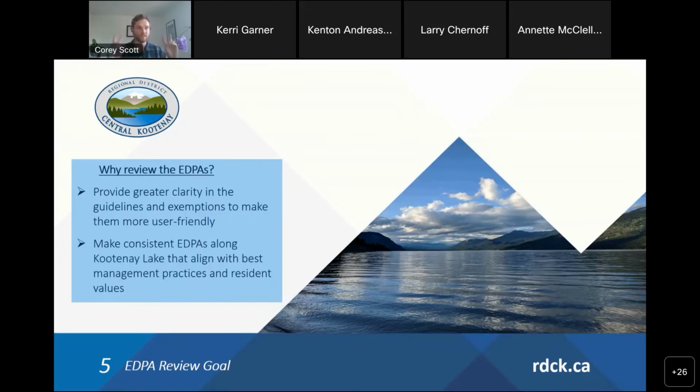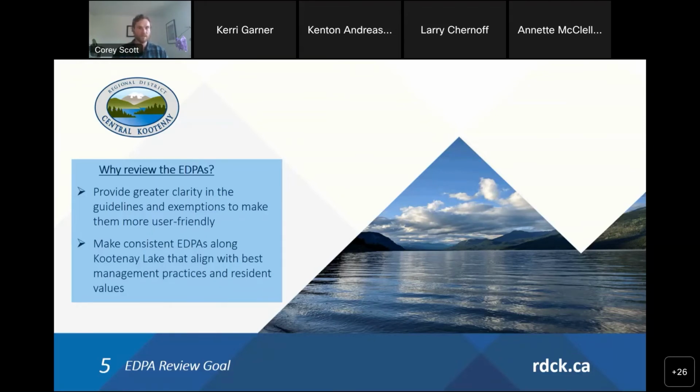So thinking of the best management practices mentioned there, and linking this back to Carrie and Kenton's presentation, that document that we keep referencing, the shoreline guidance document, is essentially just that, best management practices. It's a framework for decision-making that respects Ktunaxa cultural and archaeological values, as well as environmental values. So a big piece of this review is figuring out how we can best incorporate that into the development permit areas on top of incorporating resident values.